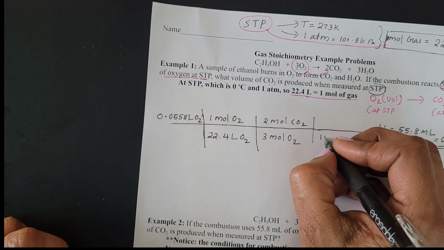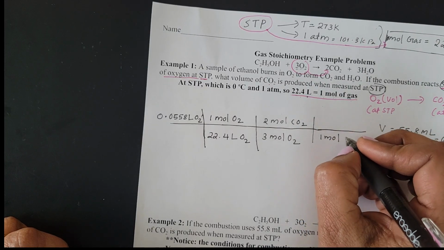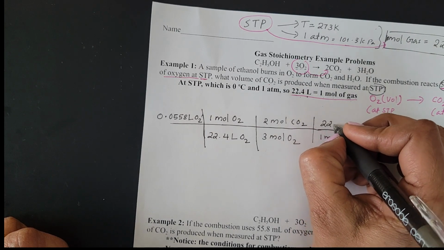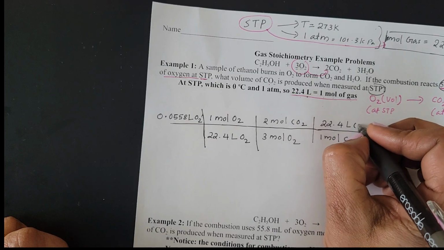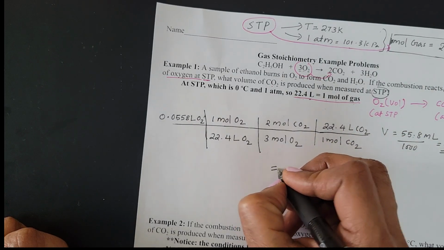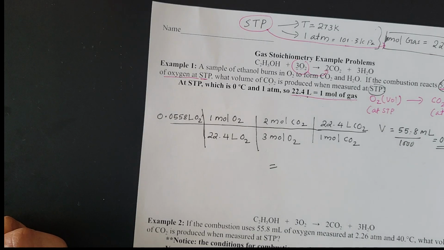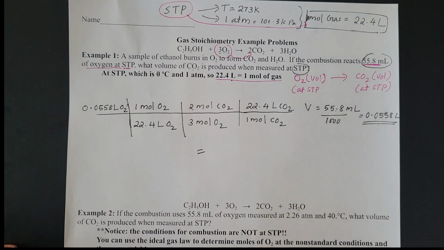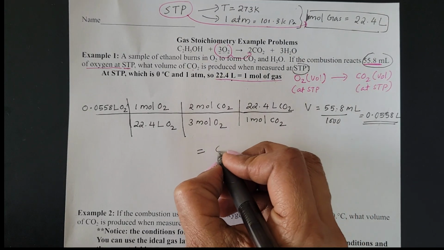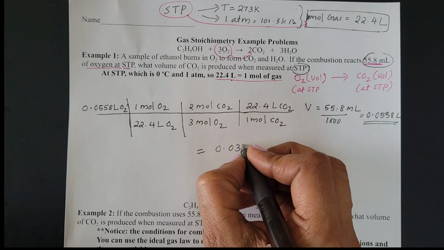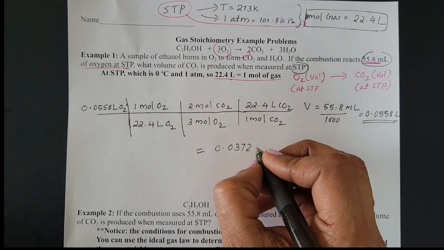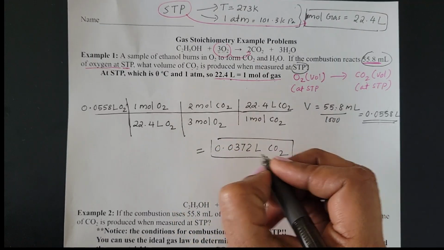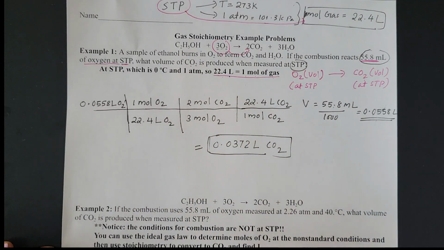Okay. Then one more step, because we need liters. So I'm going to write again, because it is at STP condition, 1 mole of CO2 is equal to 22.4 liters of CO2. Then you are going to calculate and write the answer. So when you calculate, you will get 0.0372 liters of CO2. So that is the first type of question.